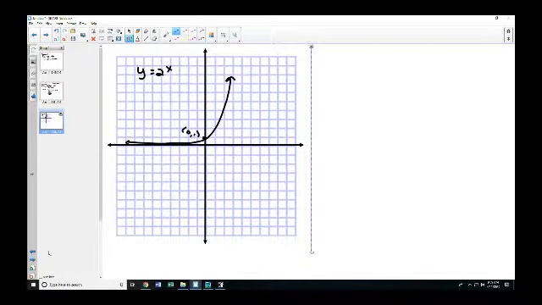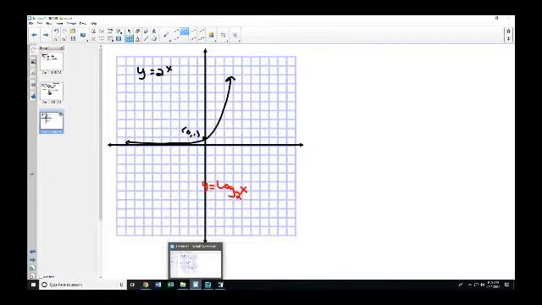Okay, so remembering that inverses are just an x and y switch, what is the graph of log y equals log base 2 going to look like? What's this point going to become?